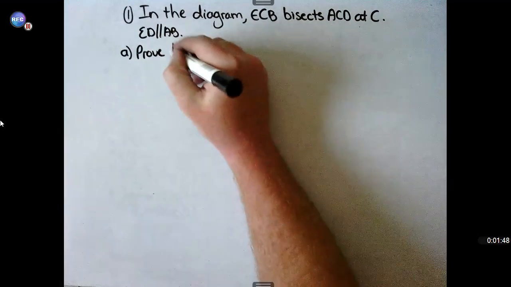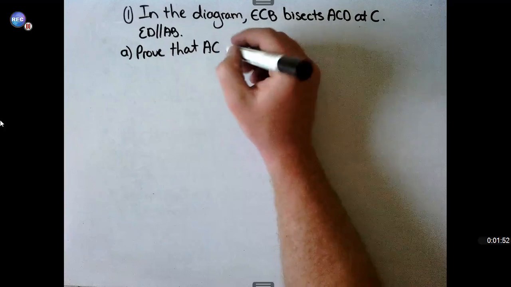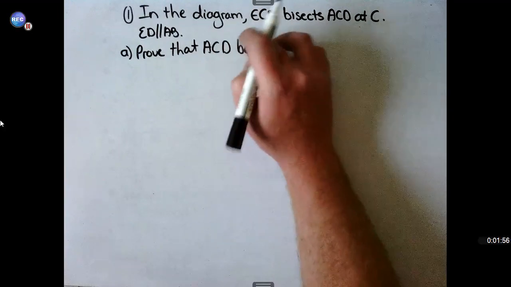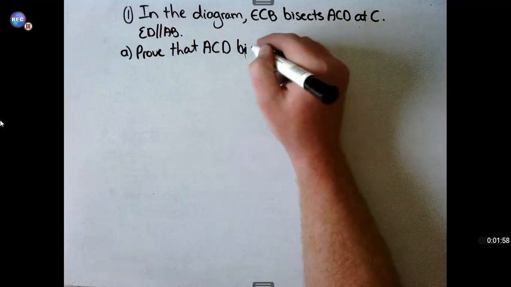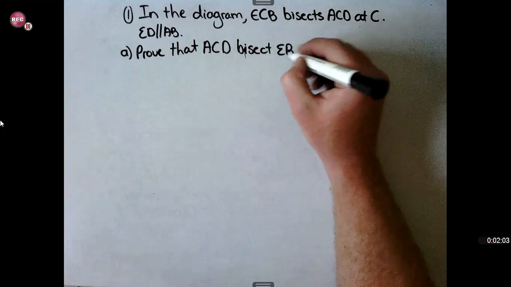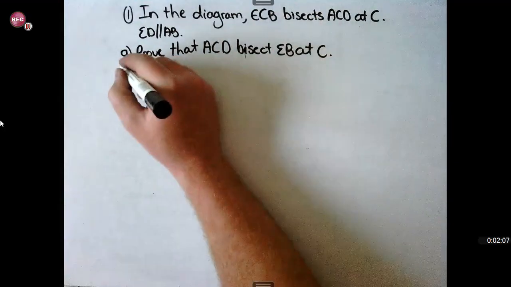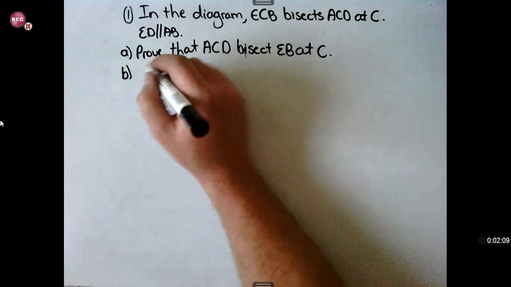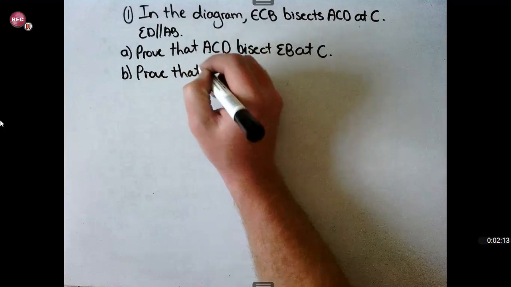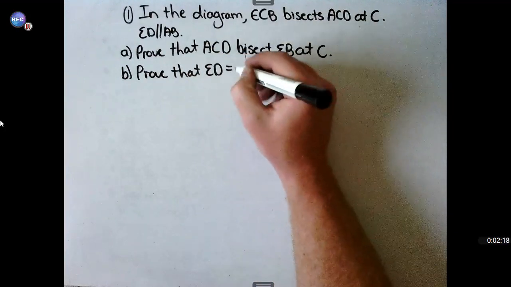that ACD bisects EB at C. Then the second question they're asking is to prove that ED is equal to BA.